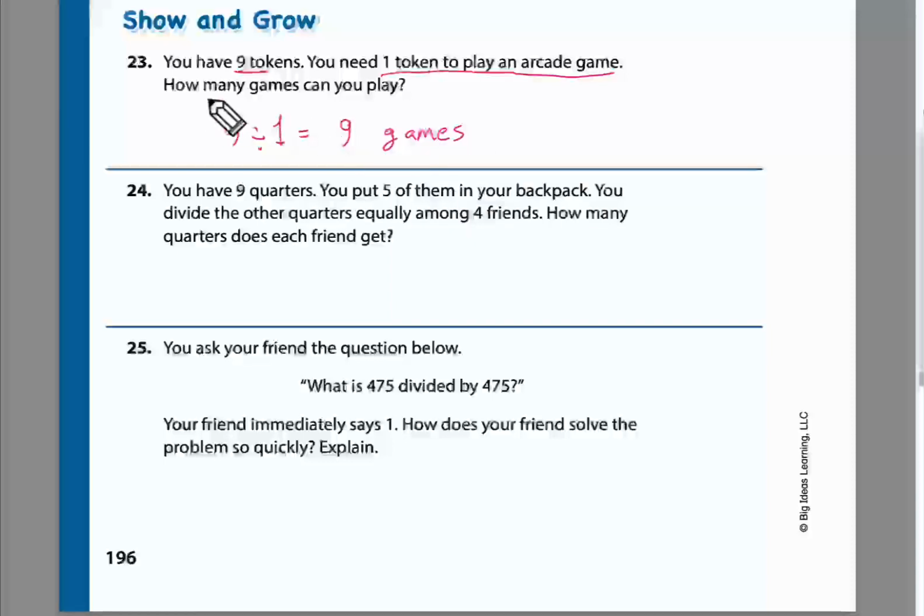So in this question, my heroes, you have 9 tokens in all, and you need 1 token to play 1 game. So you divide the 9 by 1 to find how many games you can play. So you can play 9 games. Any problems? No.